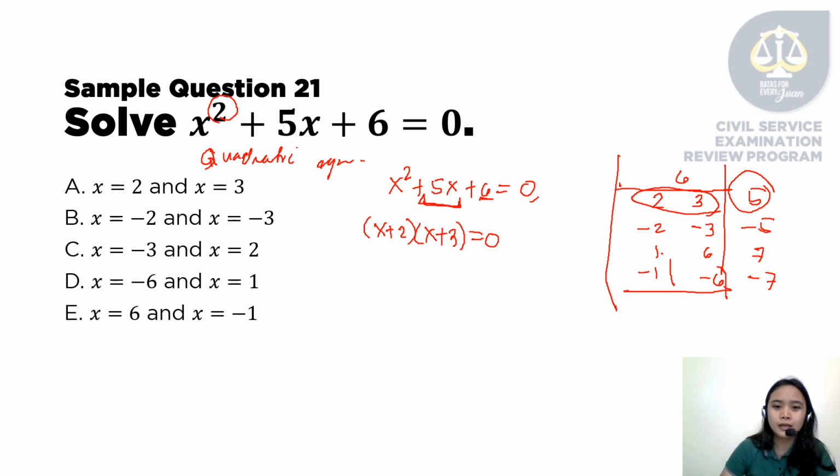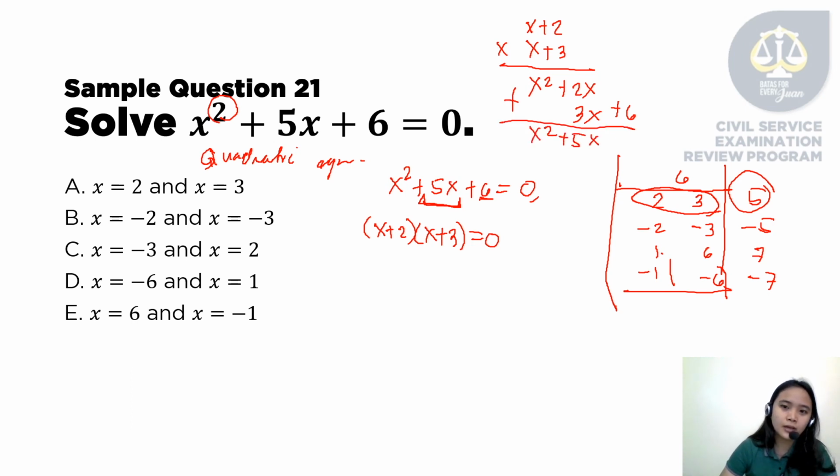So, try nating i-check kung tama ba yung factor natin. So, check lang natin. So, x plus 2 times x plus 3. So, x times x is x squared. X times 2, that is 2x. 3 times x is 3x, and then 3 times 2 is 6. So, adding, meron tayong x squared plus 5x plus 6, which is tama naman. So, mula dito sa factor na to, x plus 2 times x plus 3 is equal to 0.